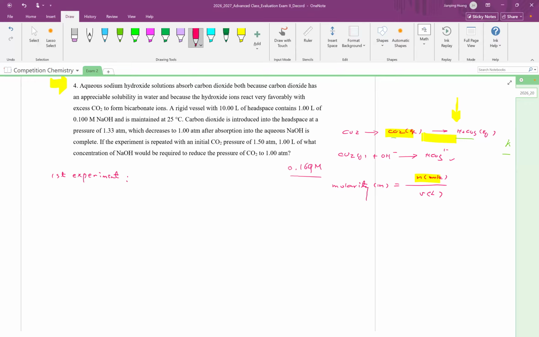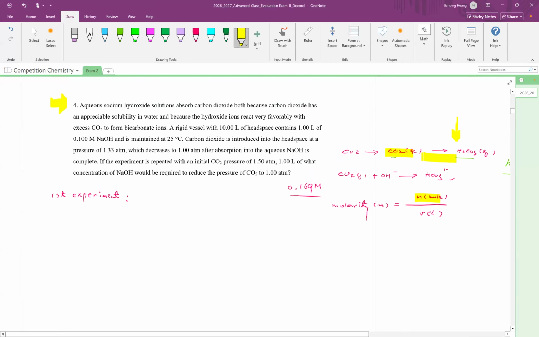Basically, you look at the pressure drop. You look at the temperature is the same. The pressure, see? Carbon dioxide introduced in the head space at the pressure 1.33, just a Coca-Cola. Look at the can. So sometimes you cannot see it, right? And now the decrease to 1.00 atm. See, then I tell you, absorb into this one. Even before has it, right? So in this case, the pressure drop.